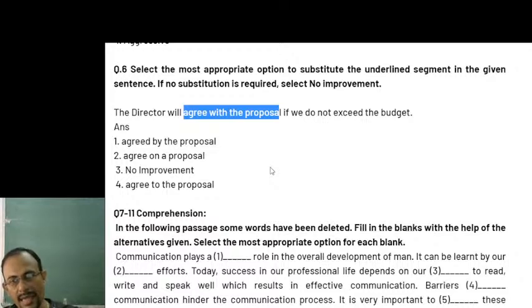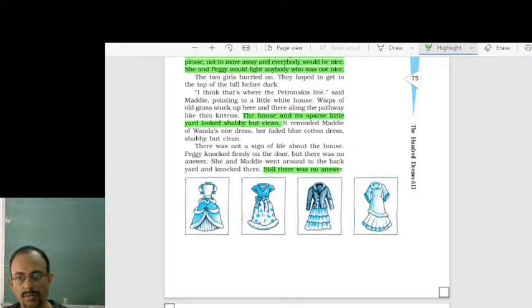So is it agree with the proposal, or agree to the proposal, or agree on a proposal, or agree by the proposal, or you think agree with the proposal is correct? What is your idea? Question number 6. Tell me which is the correct answer. Which do you think is the correct answer? Tell me. Please text me quickly.